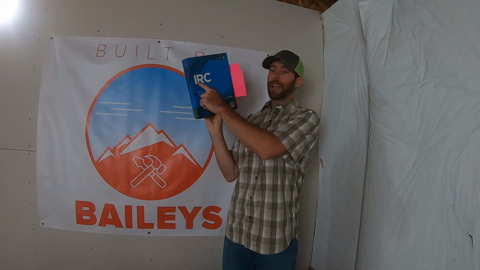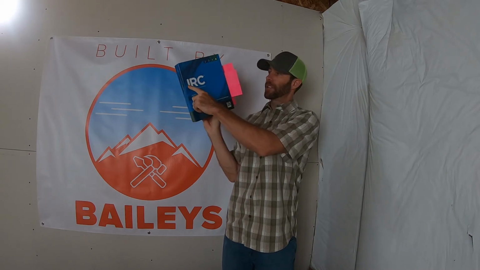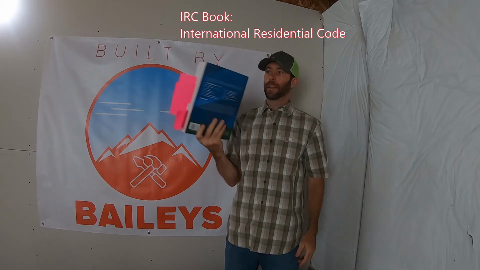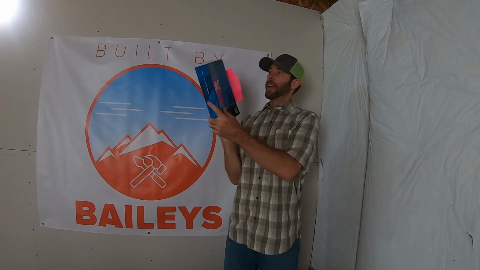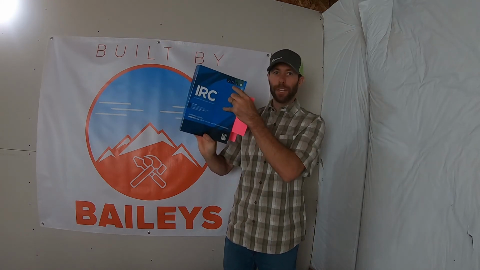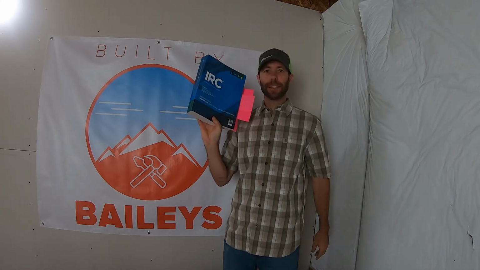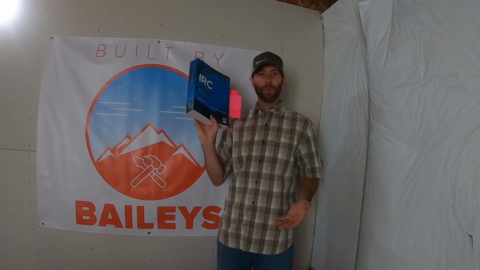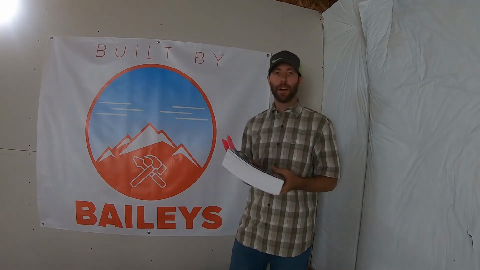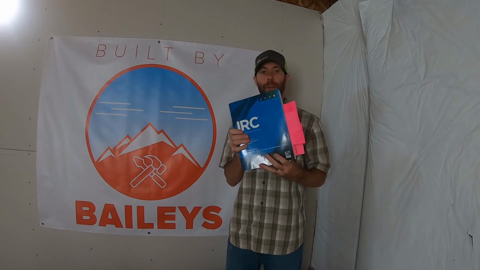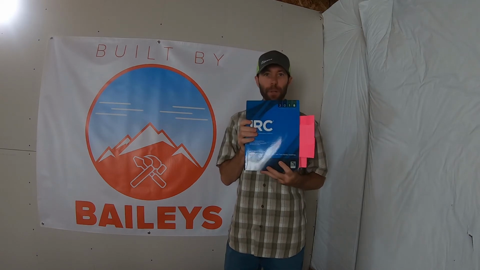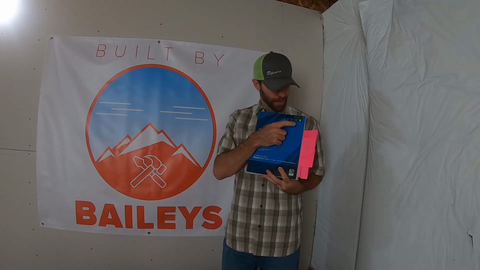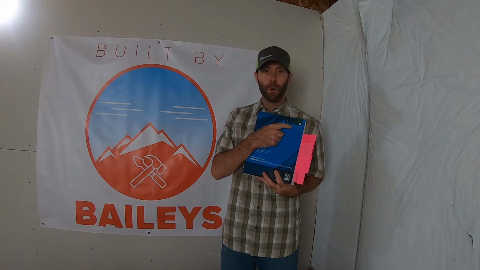Okay? This is the IRC code book, International Residential Code. Look at how thick that is, okay? Every 3 years, a new one is made. This is the newest one, 2018. We are expecting the 2021 to come out at the end of the year, and every zoning building department requires a different minimum code for the book.